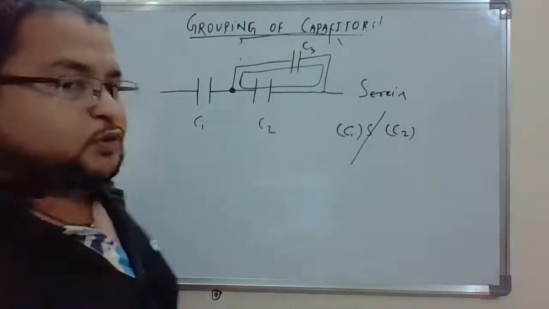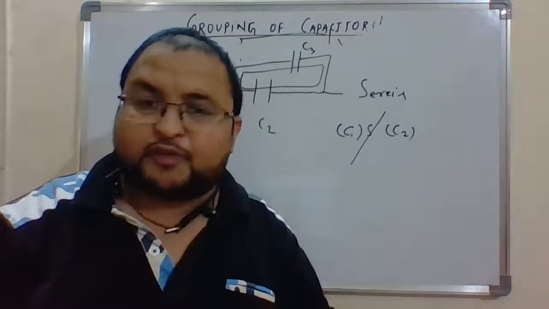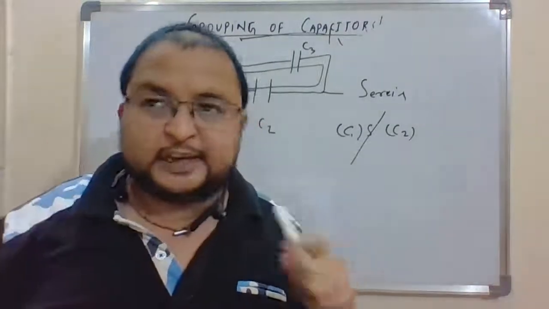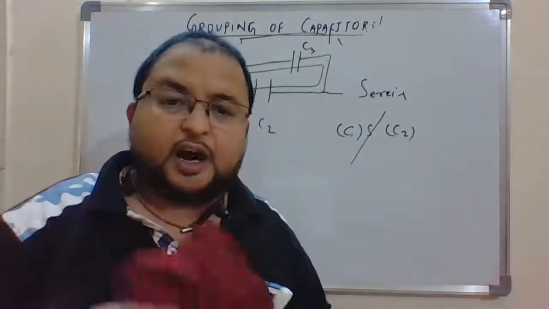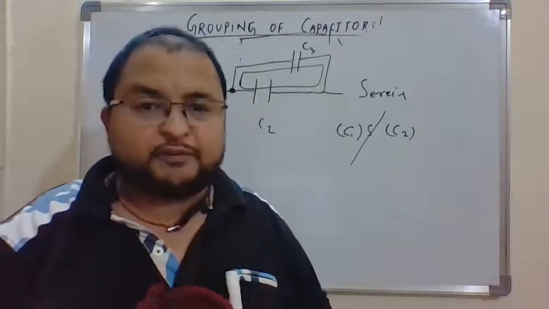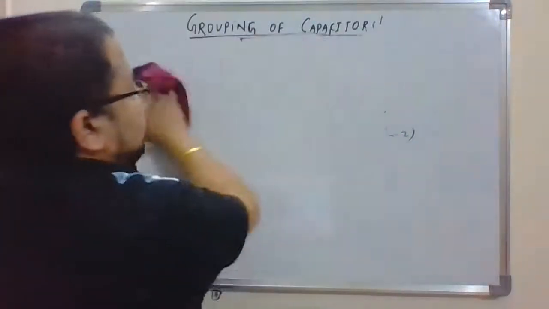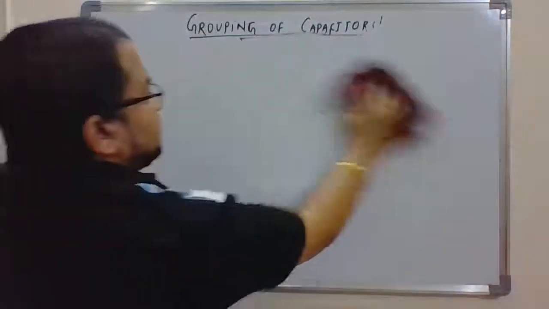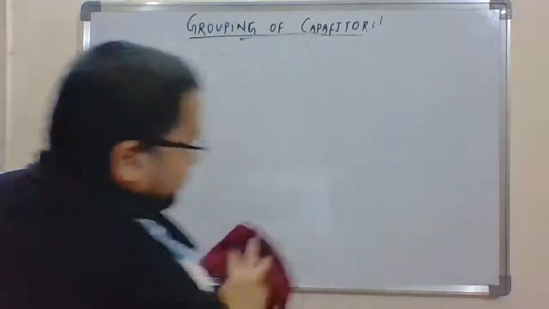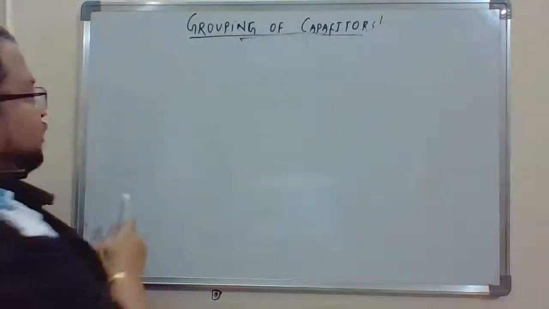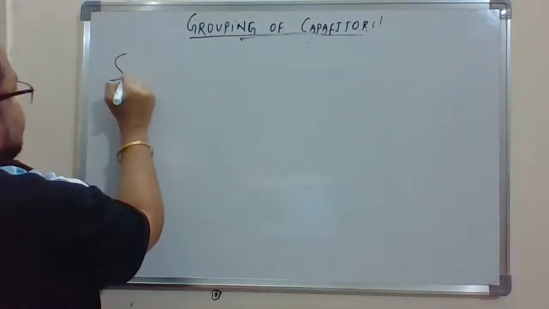Now let us come to the theoretical definition of understanding series and parallel, and understand how charge and potential difference get distributed when we connect capacitors in series and parallel. Okay, so let us start with series.